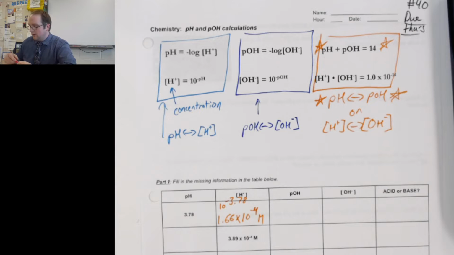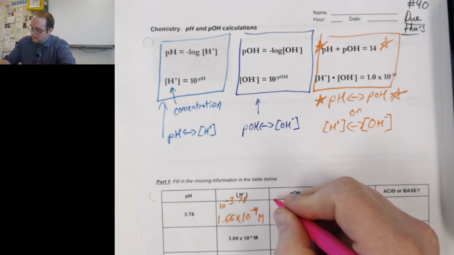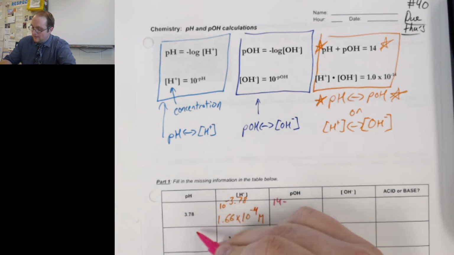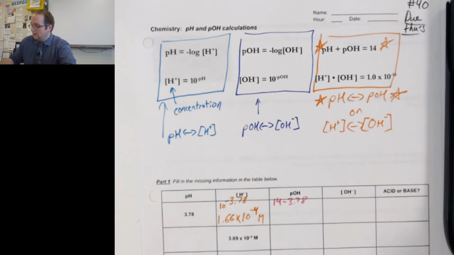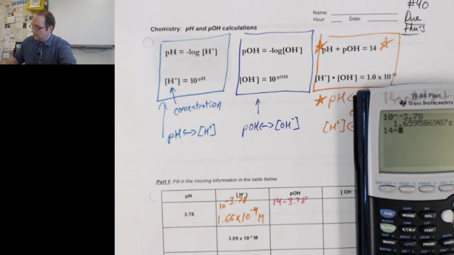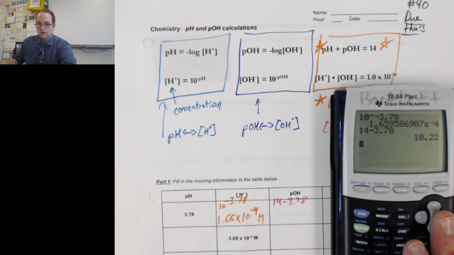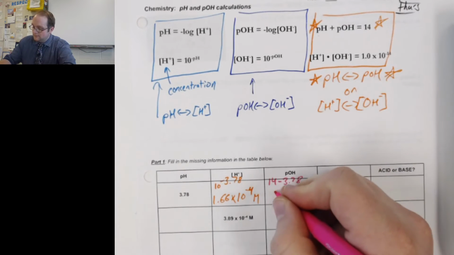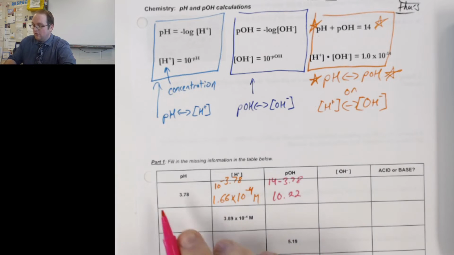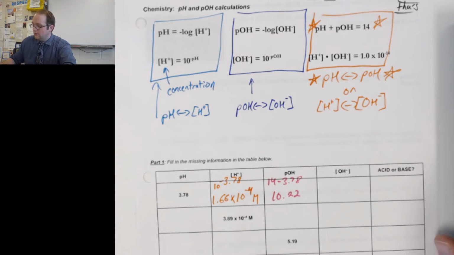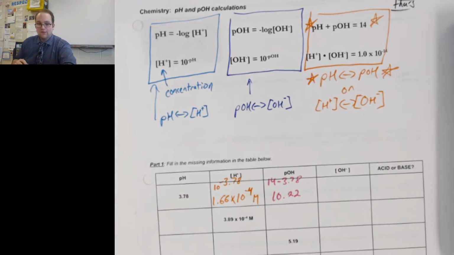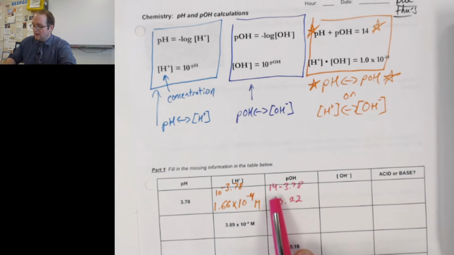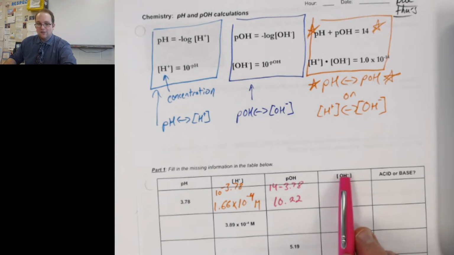So my work for this row is going to be very simple. I'm going to take 14 minus the pH. So that 3.78. And again, typing into the calculator, 14 minus 3.78 gives me 10.22 as my answer for that first column. Okay. pH and pOH, notice, don't have any units because these are representing a power of something, not an actual amount.